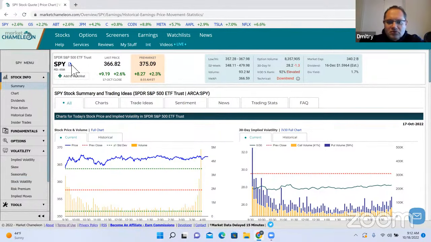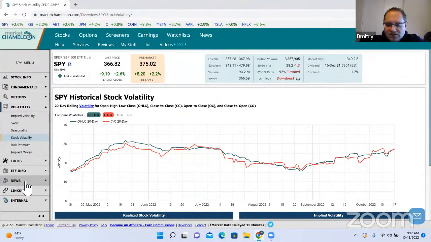Okay. We'll use SPY as an example, and let's take a look at first the realized volatility in SPY. And we can measure volatility in a couple different ways. There is no one method to measure volatility, and volatility is trying to measure the gyrations, the fluctuation in the stock.